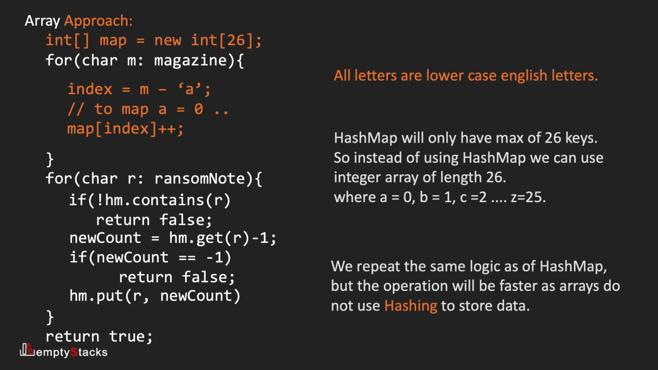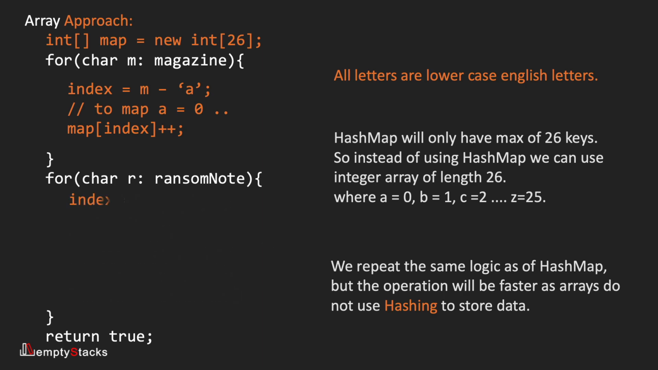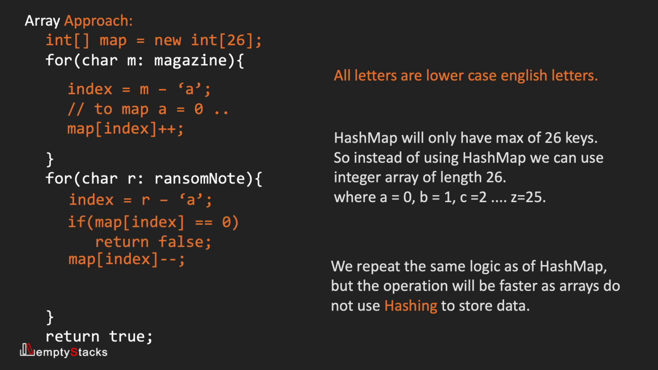Next we iterate over the ransom note, we get rid of all the hash map logic, and again we start by finding the index, and this time we decrease the value of the element at this index by 1. We know that if at any point the value of any element in the map array becomes 0, that would mean that this letter cannot be used to form the ransom note anymore. So we add an if condition where we say if the value of the current index is 0, simply return false. This line covers both scenarios, whether the character was completely missing in the magazine from the start or its count was not sufficient to form the ransom note.